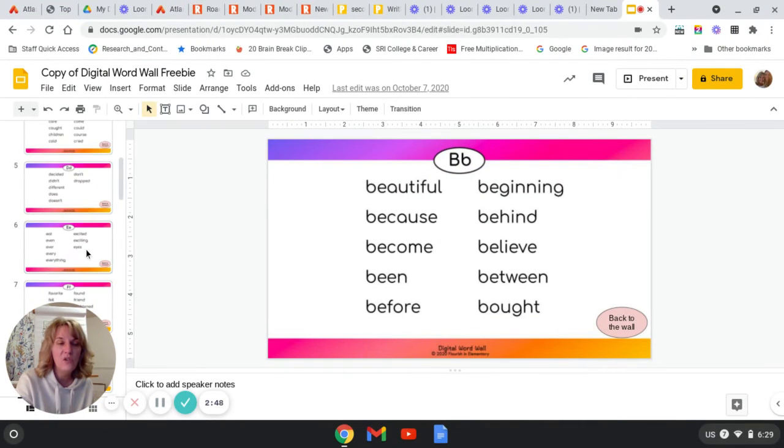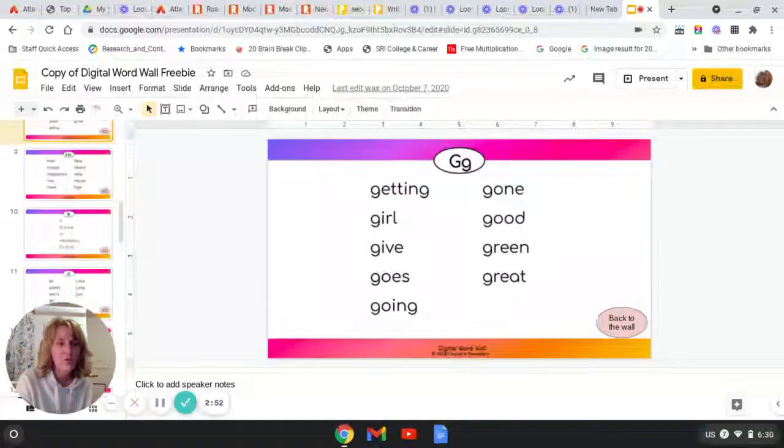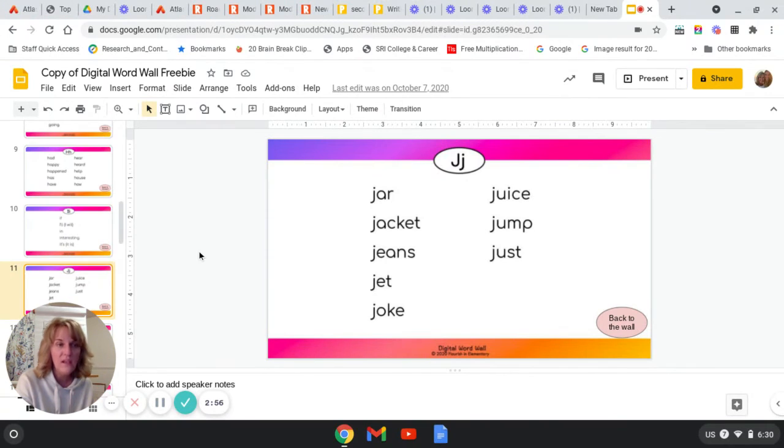So this is how you would use your word wall, for those tough words that you may not know, and the snap words might be there too. And then the words that are not on there, you would stretch it out with your sounds.